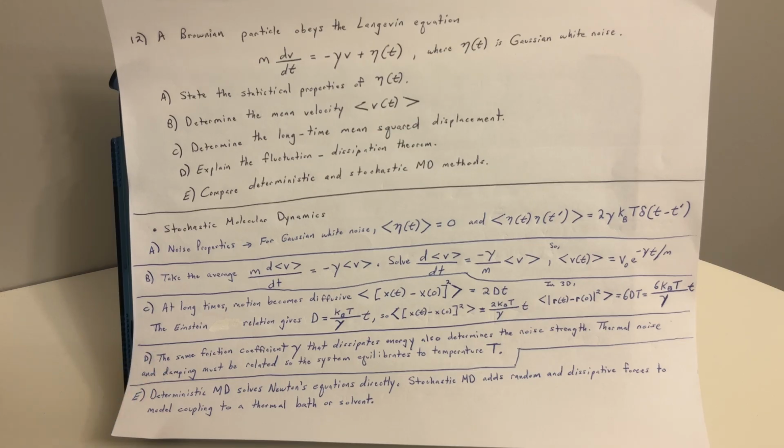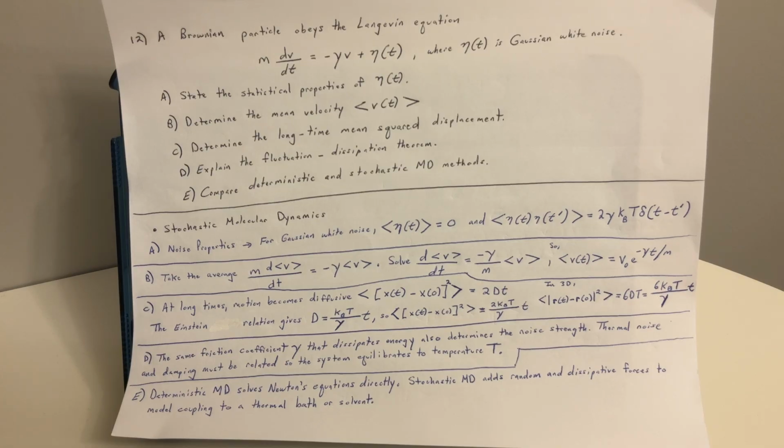Okay, so this is a condensed version for D and E. The same friction coefficient gamma that dissipates energy also determines the noise strength. Thermal noise and damping must be related so the system equilibrates to temperature T. Part E, compare deterministic and stochastic MD methods. Deterministic MD solves Newton's equations directly. Stochastic MD adds random and dissipative forces to model coupling to a thermal bath or solvent.